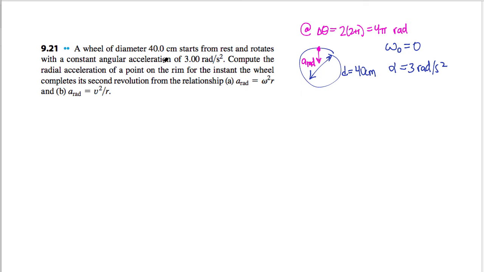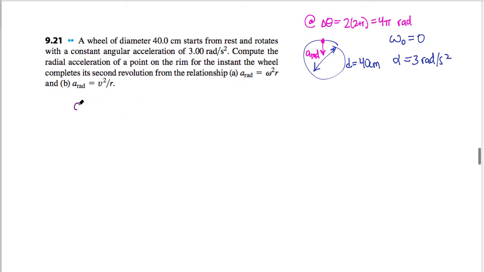So I'm going to do that 2 different ways. I'm going to use omega squared r and v squared over r. So for the first part, I know that the radial acceleration is going to be equal to omega squared r. So first I'm going to find r. So r is just equal to the diameter divided by 2, or 40 centimeters divided by 2. So that's just 20 centimeters. Now, as we discussed in class, I don't necessarily need to convert this to meters, as the only real stipulation for units is that everything is in the same units.